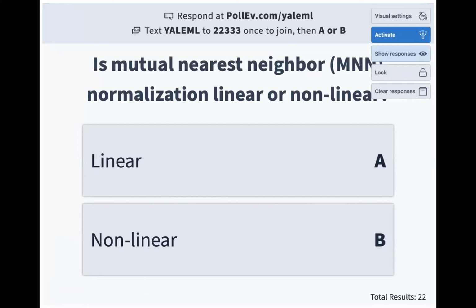I'm going to wait until we have, let's see, we got 130 people on the call, so I'm going to wait until we have 50 responses here. I want to get a good sample. Seven more people, come on, we can do this.